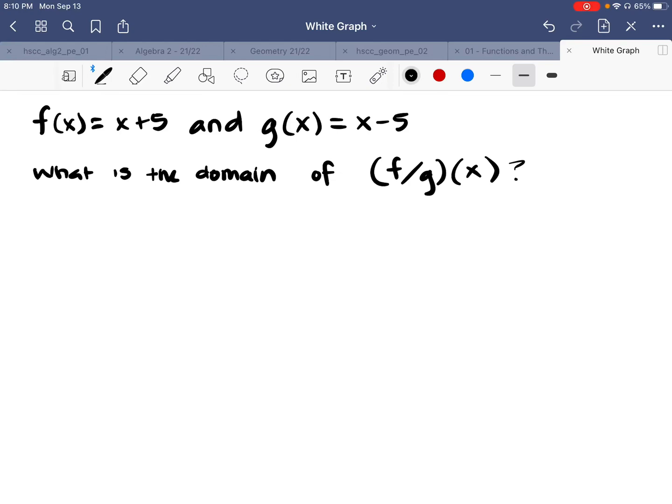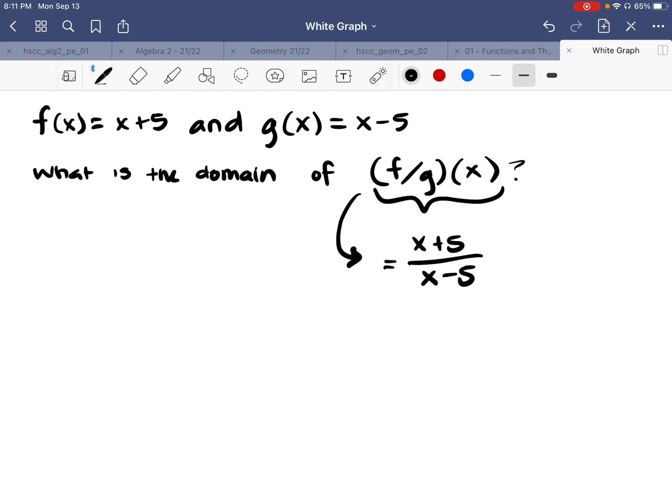All right, so this next question is: what is the domain of the f divided by g function? In other words, what is the domain of the quotient of f of x and g of x? First thing we need to do is understand what this is, and it looks like you already know. You wrote down that this is x plus 5 over x minus 5. That's a really good start. So this is our function up above, f divided by g.